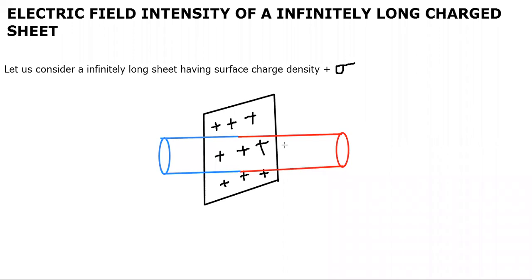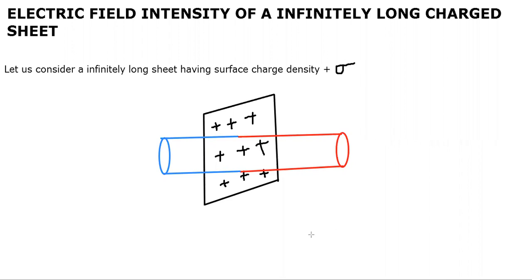So I have updated the diagram with a Gaussian surface that is cylindrical in shape, which is passing through the sheet. The red part is in front and the blue part is in the back of the sheet. The sheet is a 2D rectangle. For example, you can see your book. If you place it vertical, it has two sides, a front side and a back side.